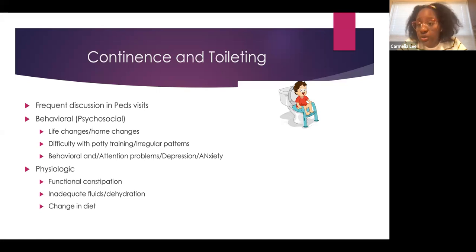Is there a structural reason why there's issues with toileting? So some of those previous conditions we discussed. Is the child drinking enough water and eating the appropriate food? Are they getting fiber, fruits and vegetables in their diet that can affect their bowel habits? So those are all things we want to know, because in order to have regular good bowel movements, you need to be putting the right things in.